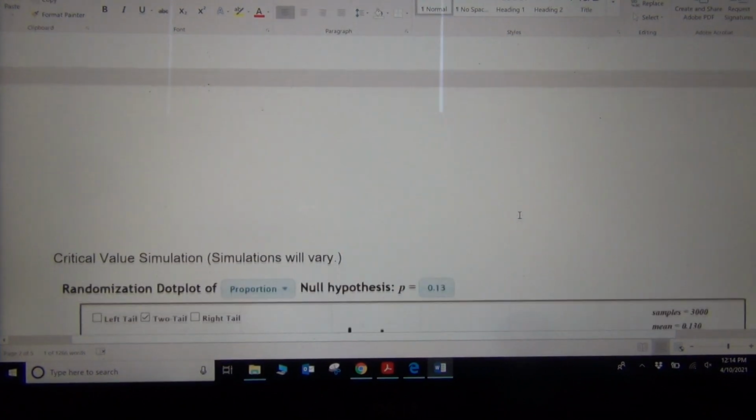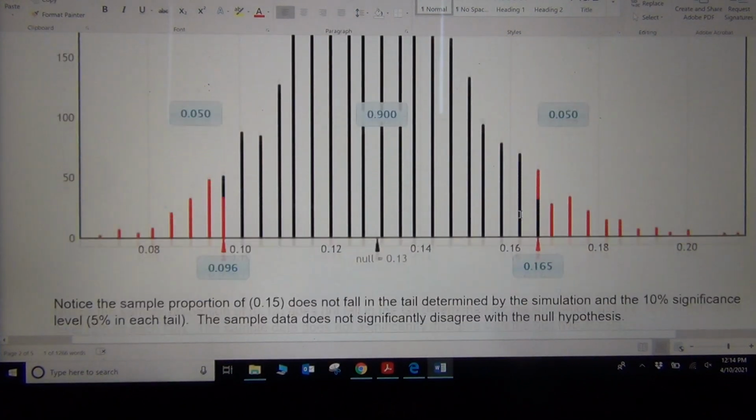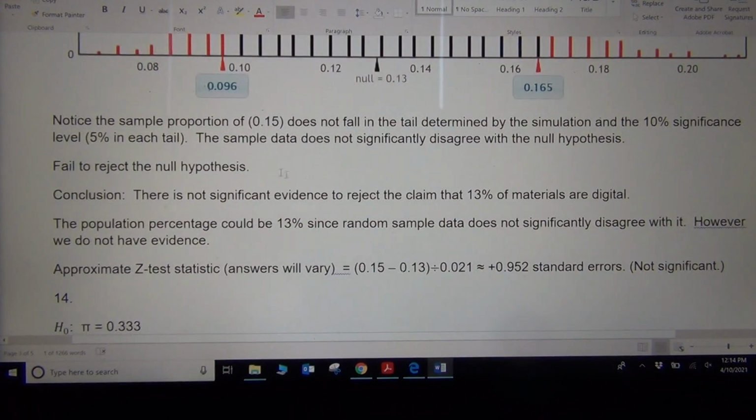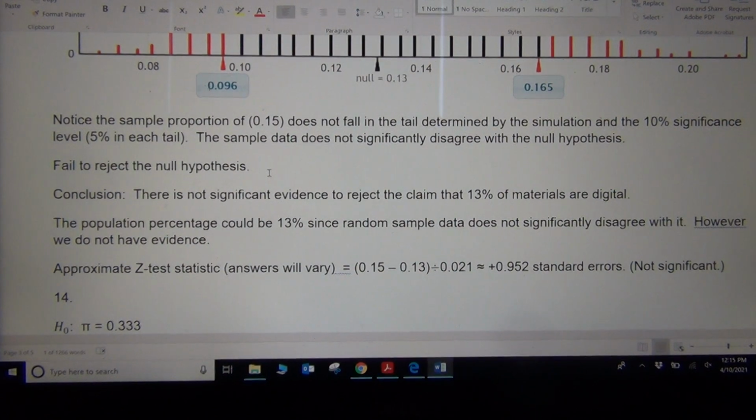So remember how to interpret your p-value. If you got a high p-value, then we are going to what? Fail to reject the null hypothesis, right? It could be sampling variability. This sample data could just have occurred because of sampling. In other words, the population percentage really could be 13%, and we just got 15% because our random samples are a little different. Every random sample is a little different.